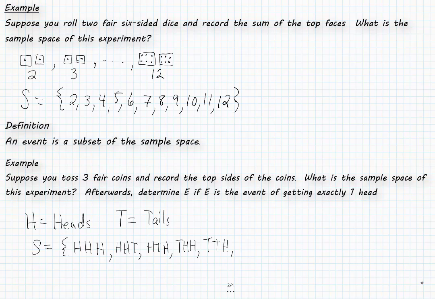And then we could have two tails and one head. And so we'll move the different positions for one head along each position. So tails, tails, heads; tails, heads, tails; heads, tails, tails; and tails, tails, tails.